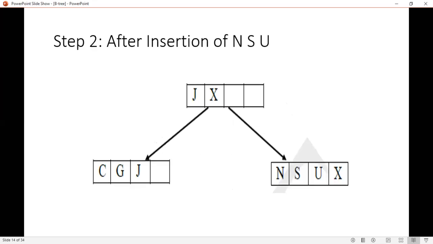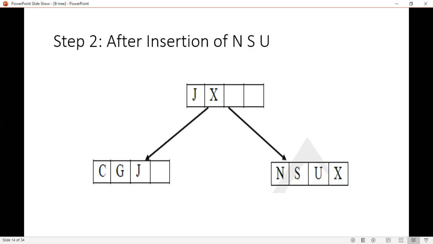In this diagram, if you see where you can insert O, it is after N, right? After N. But here, if you see the right child, you already have 4 keys in the right child, that is N, S, U, X. Now you want to insert O, where you have to insert in between N and S, isn't it? That means you have 5 keys. Now you have to split this particular node.